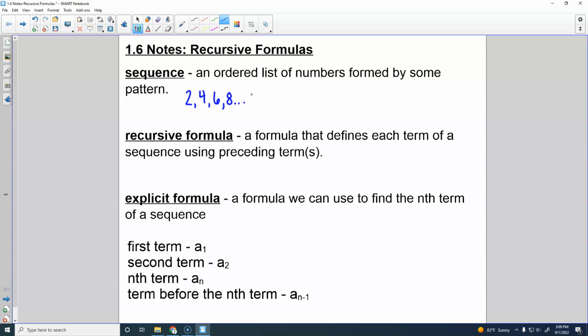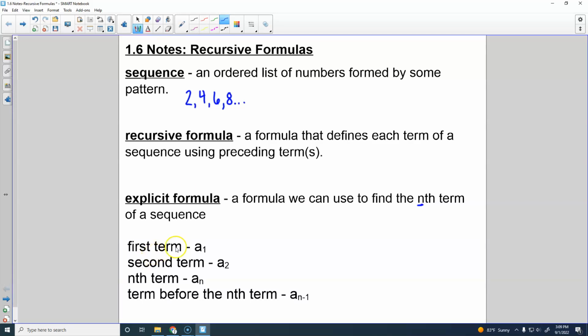Recursive formulas can be related to explicit formulas. Explicit formulas is what we're more familiar with dealing with in algebra in general. Something like y equals 3x plus 4 is an explicit formula. It's a formula that you can use to find the nth term of a sequence. That n could be any number. So it could be the first term, the 10th term, the 57th term. You basically just have to plug in the number to find that term.